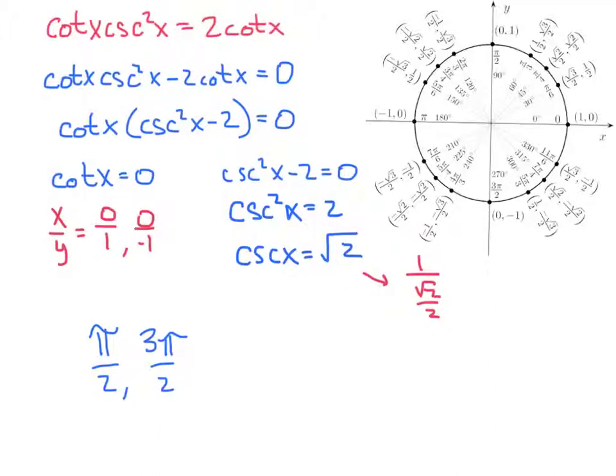Also remember that cosecant is 1 over the y value. So I'm looking for when the y value is the square root of 2 over 2. That occurs here at pi over 4, and the y value square root of 2 over 2 at 3 pi over 4. So I've got also the solutions pi over 4 and 3 pi over 4.